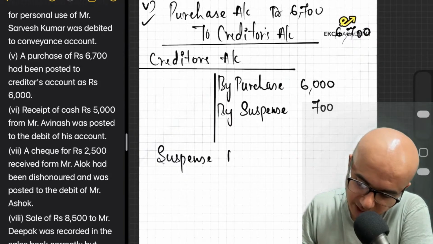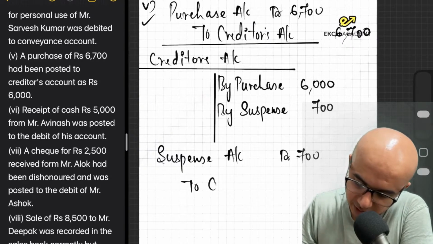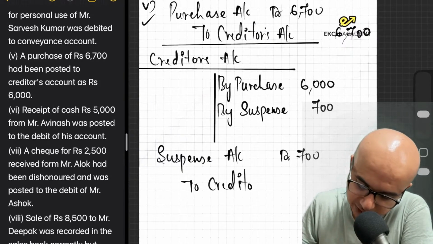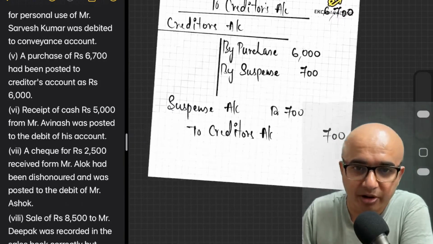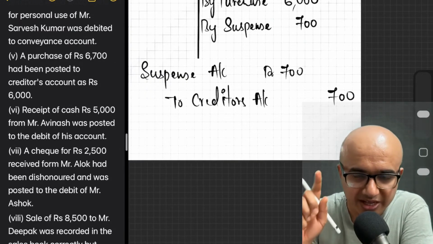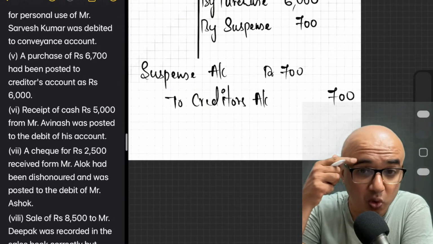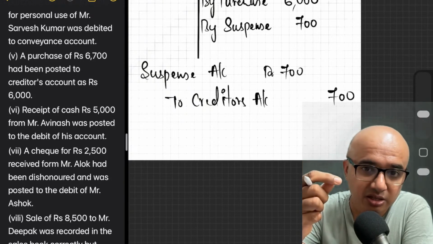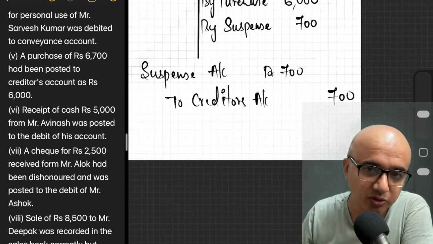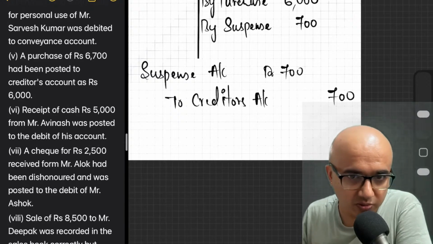Suspense account debit 700 to creditors account. That's all. So this will solve our problem temporarily. Why temporarily? Because suspense account is an account which we'll have to use only to rectify the mistake until the actual error is found out. Why we have done this, we do not know while posting.